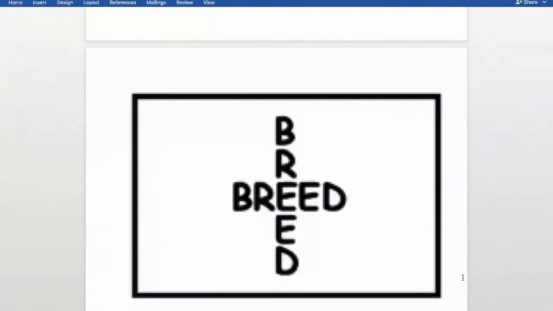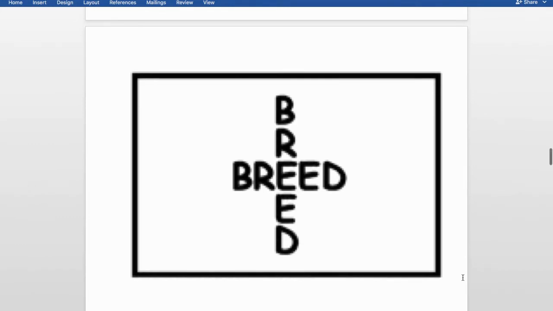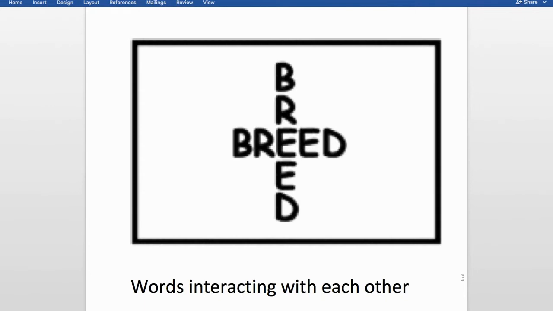So you crossbreed dogs to create a new dog. So a Labradoodle is a crossbreed between a poodle and a Labrador. You're taking one breed of poodle and one of Labrador, and you're crossbreeding them, and then you get a Labradoodle. And so you have to look at how the words interact with one another as well.